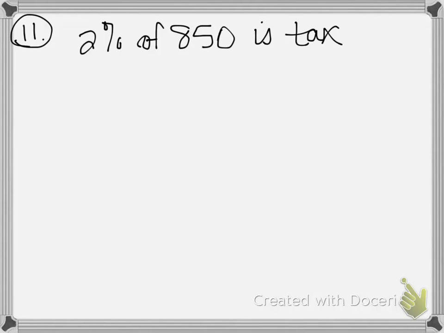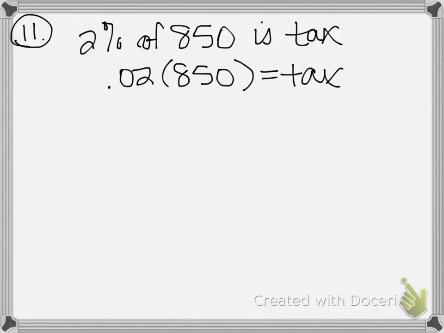So we need 2% of 850 is the tax. So if you recognize this, again, you can translate it into an equation, or you can put it into a percent proportion. It's totally up to you. On these, I don't usually do a proportion. I just find 2% of 850. So I just have to take 0.02 and multiply it by 850 because that's going to equal my tax. So 0.02 times 850 is 17.